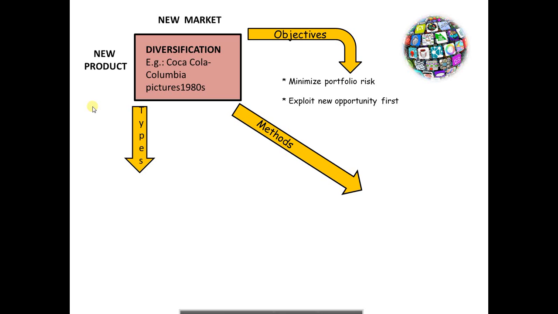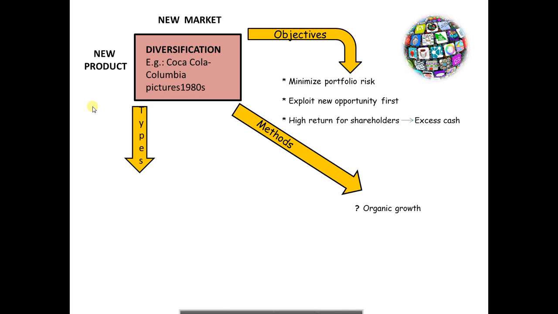The next objective could be to exploit a new opportunity first. The business sees an amazing opportunity in a new market and it wants to exploit that, it wants to grab it first. That could be another objective of diversification. The next is that the business could simply have excess cash lying around without a sufficient return being earned for shareholders. And as diversification is risky, it could also promise a high return for shareholders, and that could be another objective of diversification.